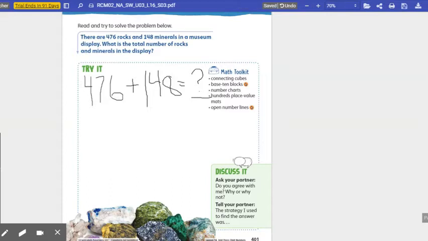We want to do it in an efficient way, right? So what I'm going to give you a chance to do is you can use the virtual base 10 blocks that I've posted on Google Classroom. You can use a drawing of base 10 blocks, or you can use another strategy that is efficient for you. Go ahead and solve this problem. When you're done, unpause the video and continue.